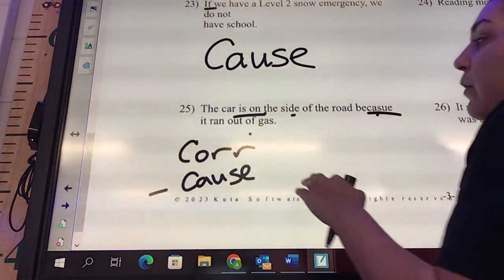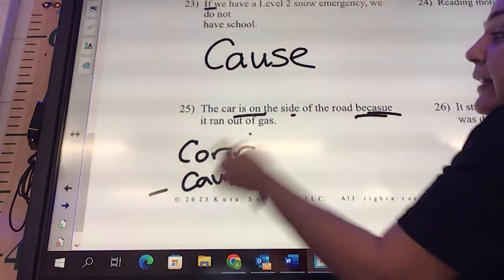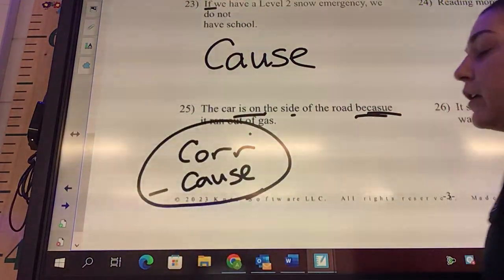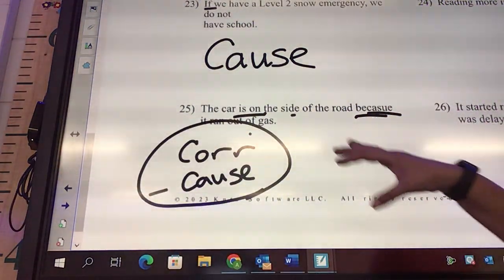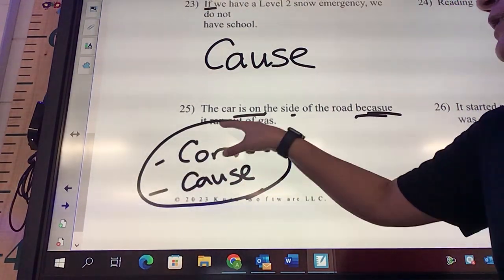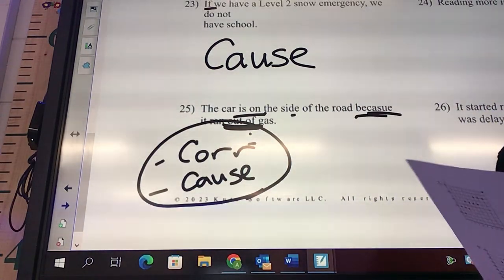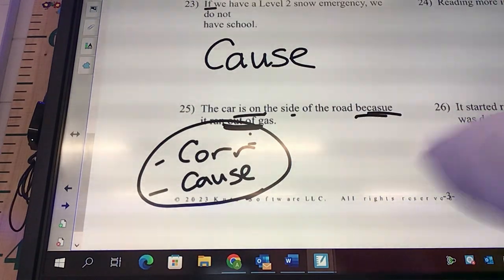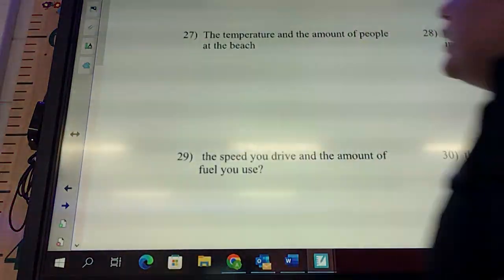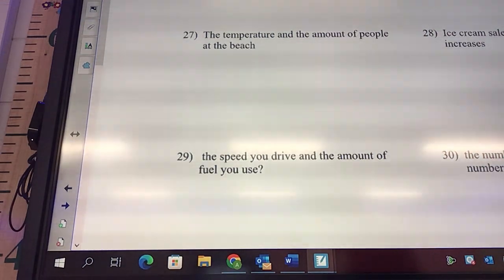But the car's on the side of the road because I think I ran out of gas, or I think I have a flat tire. So either one of these would work. The because tells me it's probably a cause. However, because there's different reasonings, it could be correlation, okay? So you're probably not going to get all these right, but I at least want you to make an honest effort, okay?